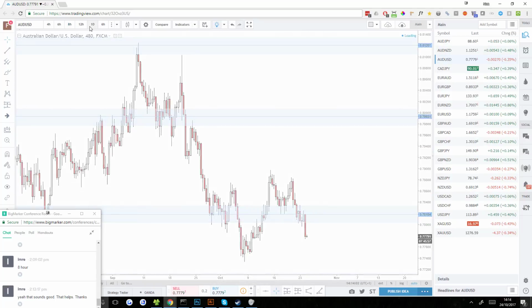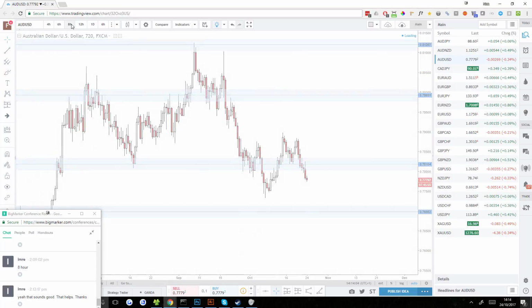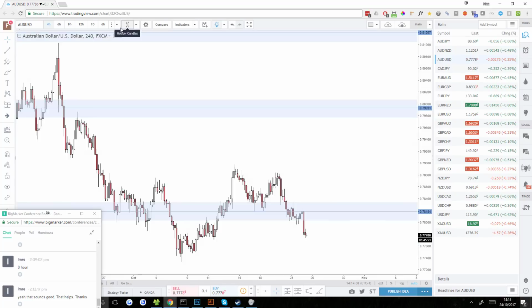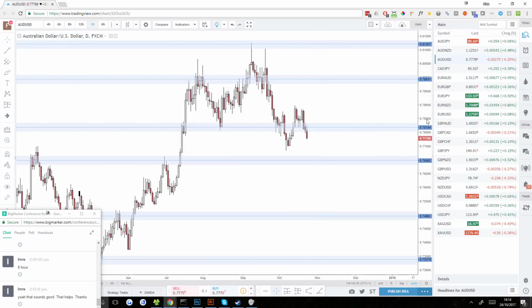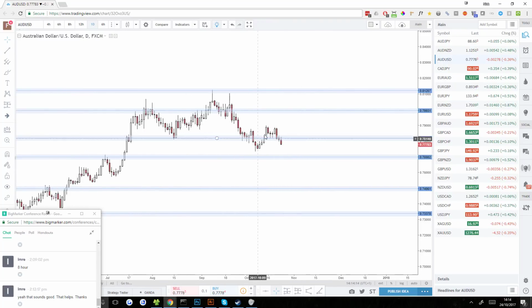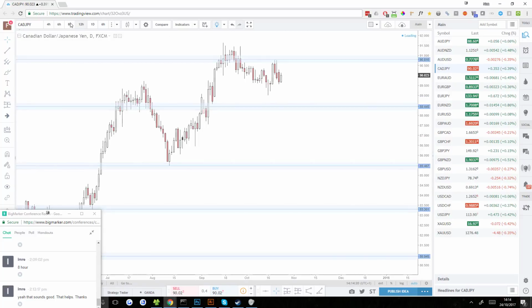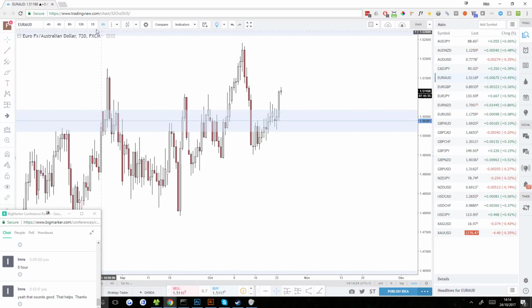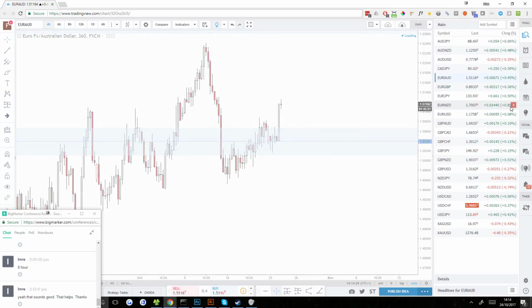All right, AUDUSD. What's going on with AUDUSD? Might need some new support resistance areas on AUDUSD, to be completely honest. These ones are starting to look a bit dated based on the most recent bounces, but there's nothing really I'd want to trade here right now. Nothing tradable. So let's take a look at CAD JPY. Yeah, nothing. Euro AUD, also nothing.